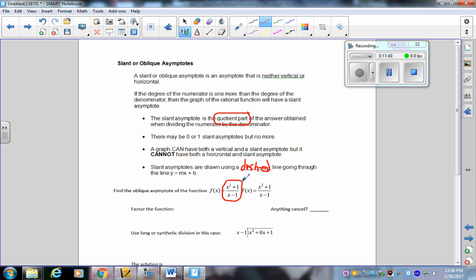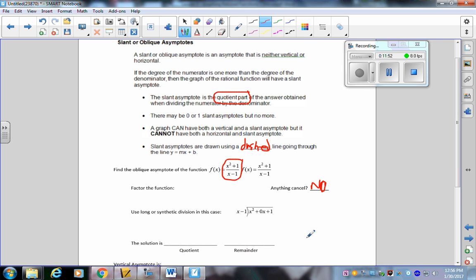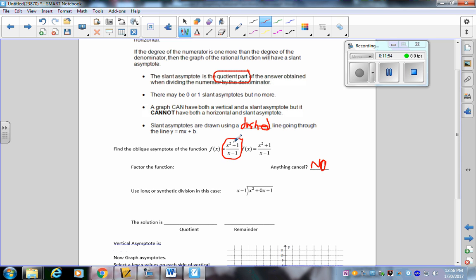Normally I would try to factor and cancel, but I can't factor that because that's a sum of perfect squares, which are not factorable. So it can't be factored, so nothing cancels. What we're going to do is set up long division, which you can see I already did down here for you in this first one. Don't forget, when we do long division, to fill in any missing terms like we have here.